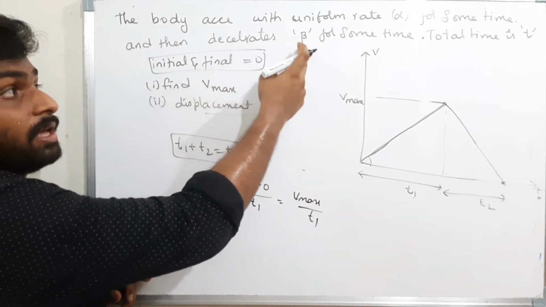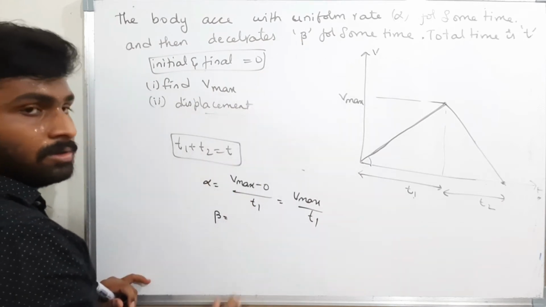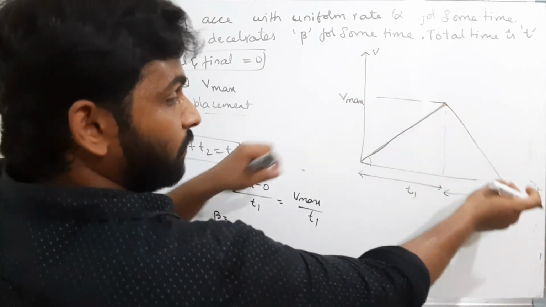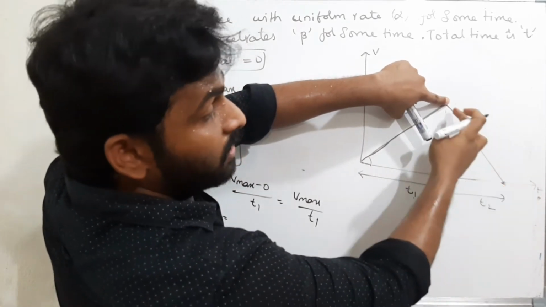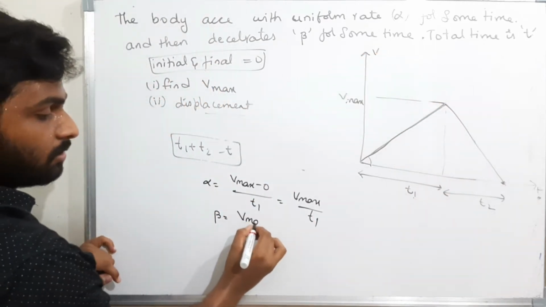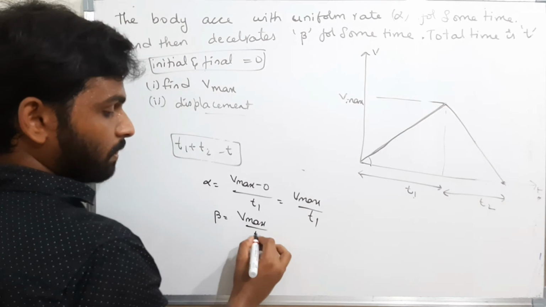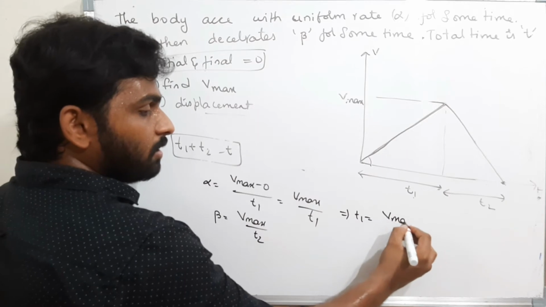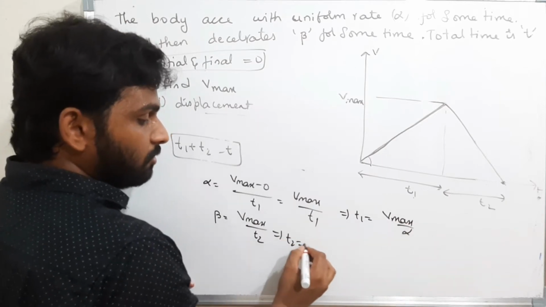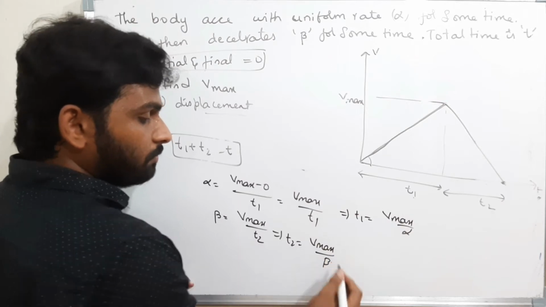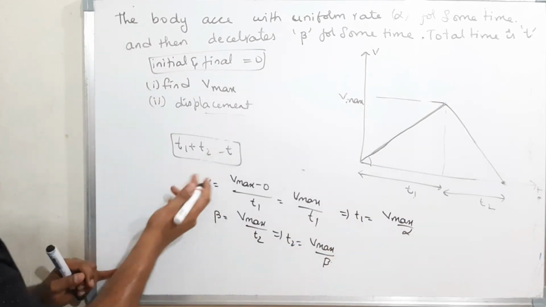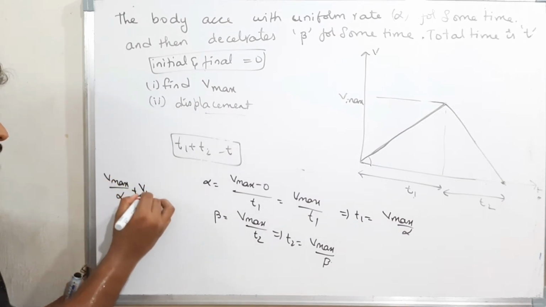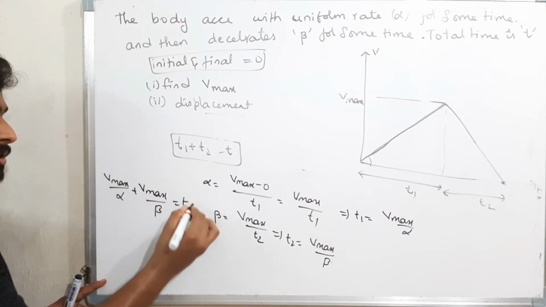Now what is beta? The body decelerates with a retardation beta. Therefore beta is equal to final velocity 0 minus initial velocity Vmax, divided by the time t2. That's all. From here what can I find? I can find t1, which is Vmax by alpha, and t2, which is Vmax by beta. I got t1 and t2. Now keep them in this equation. What will you get? Vmax by alpha plus Vmax by beta is equal to t.